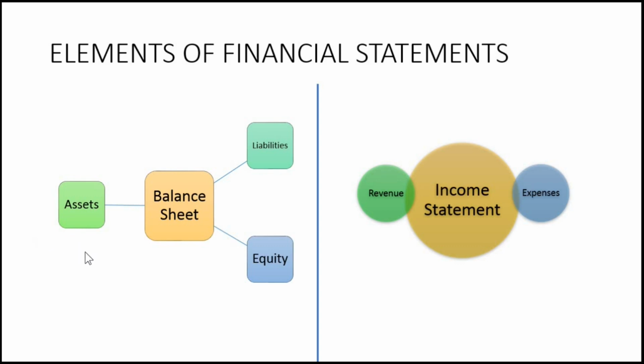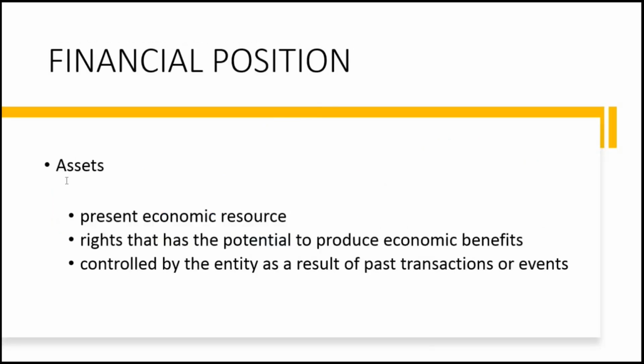Okay, so let us start with the first element under the statement of financial position or balance sheet. So we have here assets. So ano ba yung assets? Sabi dito, it is a present economic resource with the rights that has the potential to produce economic benefits and dapat controlled by the entity as a result of past transactions or events. So, pag sinabi nating assets, these are economic resources owned by the entity. So, pwedeng building, pwedeng cash, or any other type of or kinds of assets.